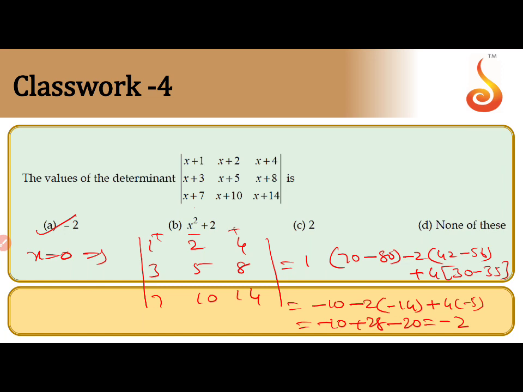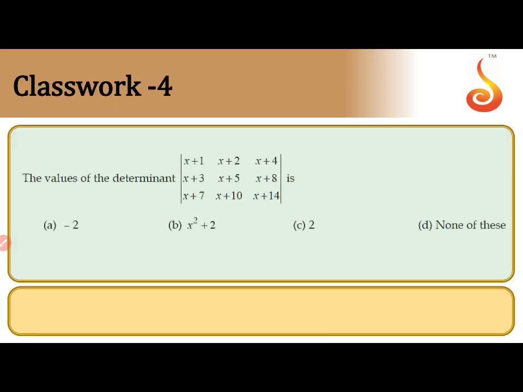You get x equals 0 in the options. Here 0 plus 2 comes, and the answer you got is minus 2. The only choice is option A. Check the answer: A is the right answer.